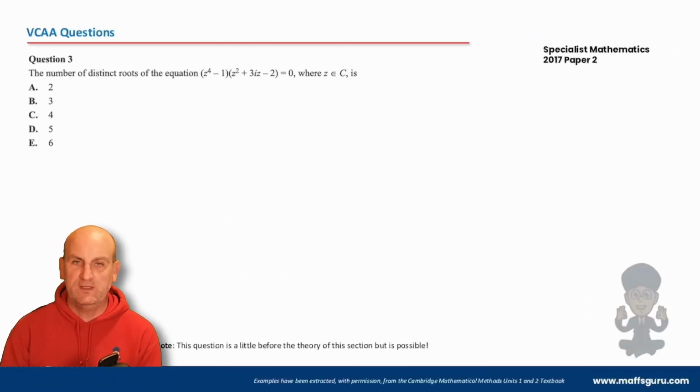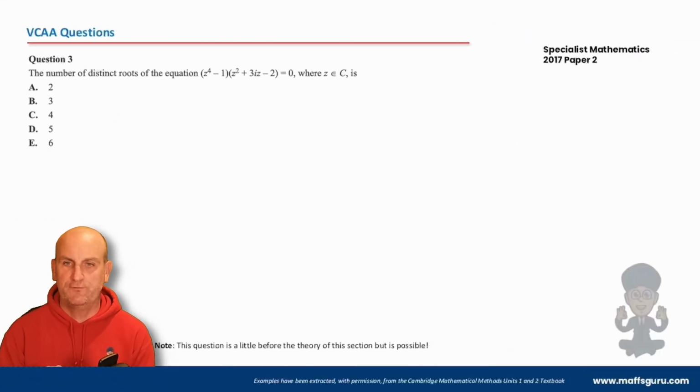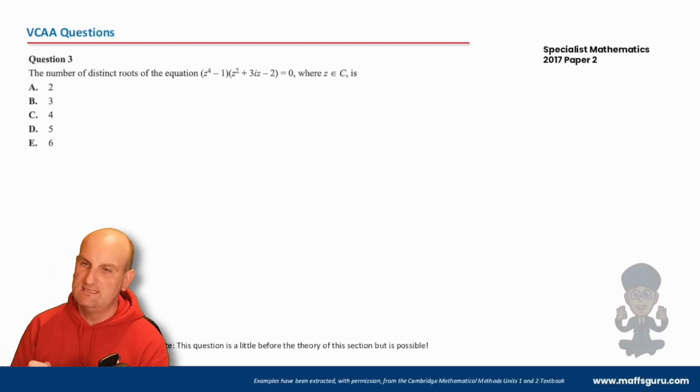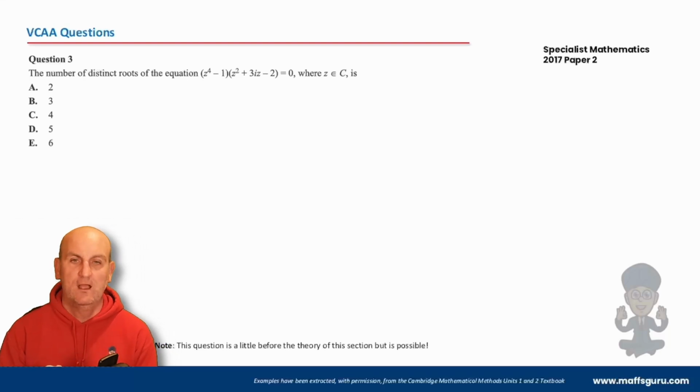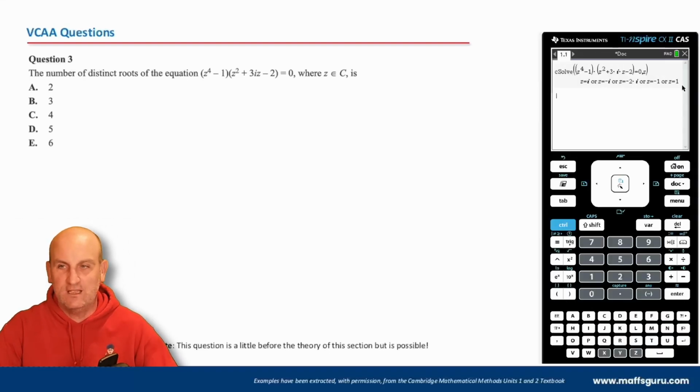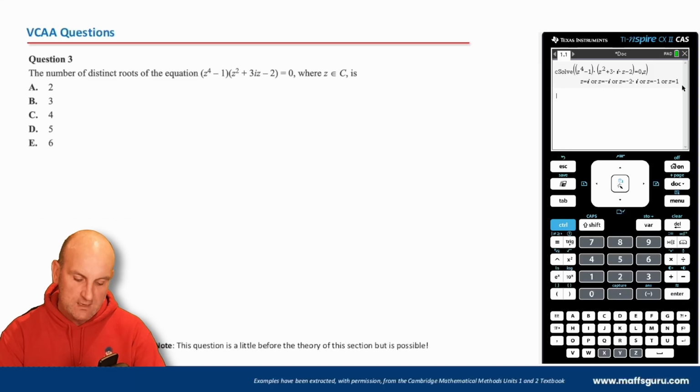Right, let's have a look at a couple of VCAA questions. The number of distinct roots of that equation, where z is complex. How on earth would I find the distinct roots? Well, it just so happens you can fire up your CAS calculator. Why? Because by putting in c-solve and that equation, I am counting off that I've got 1, 2, 3, 4, 5 distinct roots. My calculator has solved my problem by making D my correct answer.